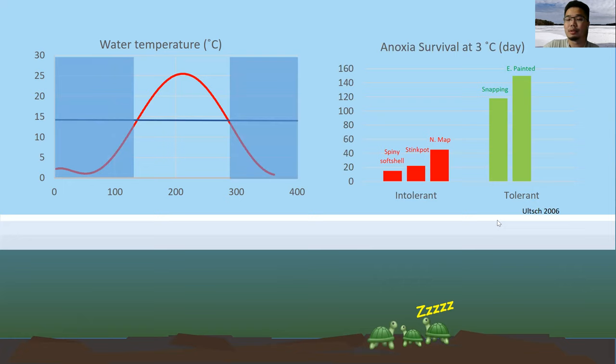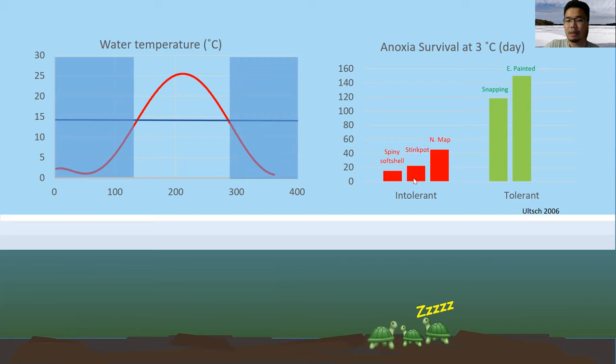Among the five species of turtles that we have living around the KIPPS area in this region, we can separate them into two groups: anoxia intolerant turtles and anoxia tolerant turtles. On the left side, we have spiny softshells, stinkpots, and northern map turtles. Those are turtles that are susceptible to anoxia. Anoxia means no oxygen. If there's no oxygen in the water, even map turtles will live no more than 50 days. So after a month and a half without oxygen, they will die. That is even worse for stinkpots and worse for spiny softshells.